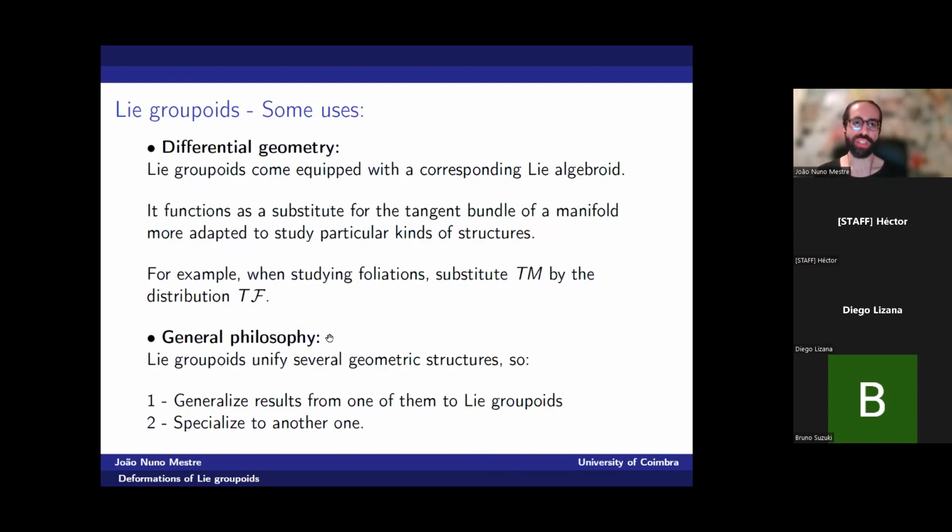And one general philosophy for how to use Lie groupoids is the following. Since Lie groupoids generalize many different geometric structures, we can start with a certain structure we know well, for example, actions, take some theorems or some results that we know about actions, try to generalize them for Lie groupoids, and then specialize them again to try to obtain new results about, say, foliations.